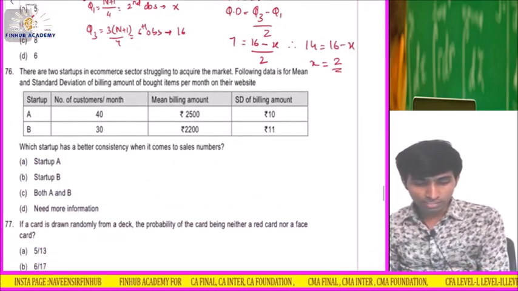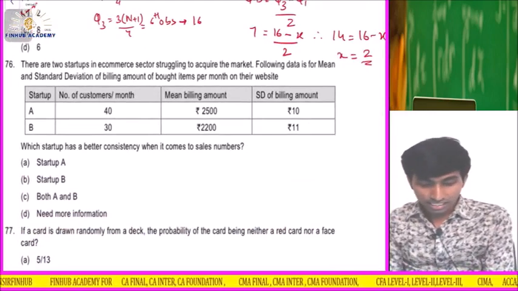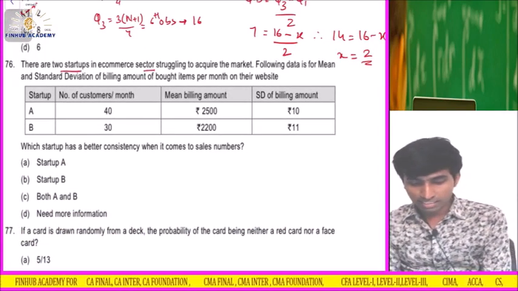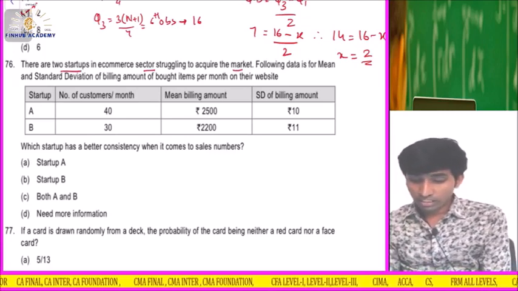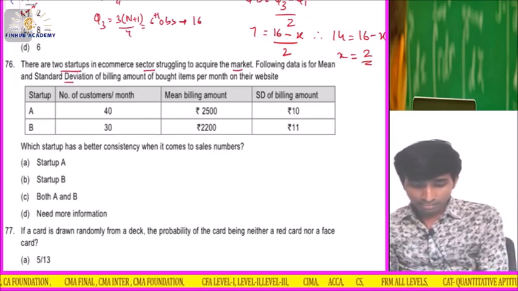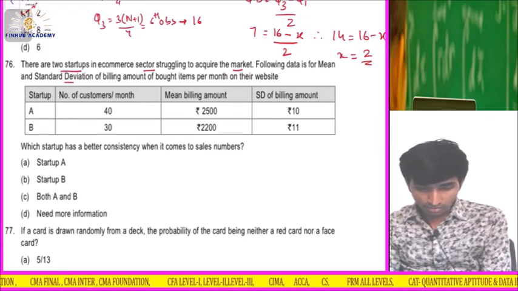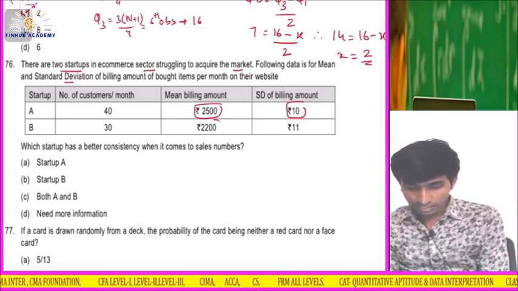Okay, let's move ahead. Obviously we'll be solving fast because we are preparing for the exam. Okay, there are two startups in the e-commerce sector struggling to acquire the market. The following information is for the mean and standard deviation of the billing amount. What they are saying is the number of customers per month, that is 40. Mean is this, SD is this, mean is this, SD is this.